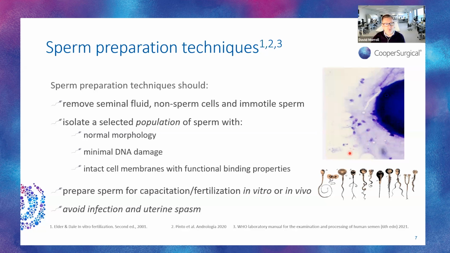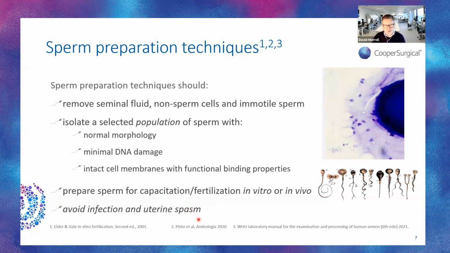What we also want to do during our sperm preparation techniques is prepare the sperm for capacitation so they acquire that ability to fertilize the oocyte, whether that's in vitro during IVF or in vivo if we're performing intrauterine insemination. What we want to do is avoid side effects such as a potential to introduce infection, and also, because of prostaglandins in the seminal fluid, we want to avoid uterine spasms caused by the introduction of that.